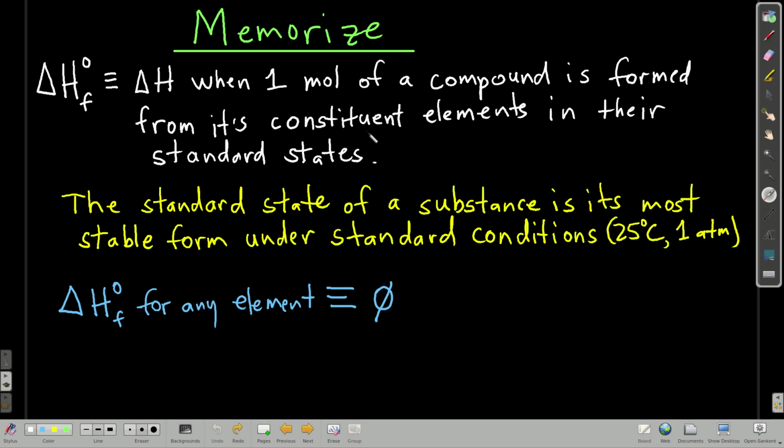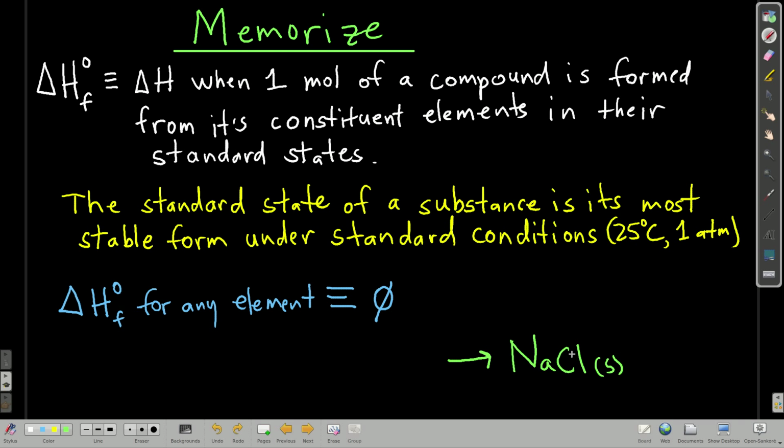So whatever the compound is, we could do, for example, sodium chloride. Let's look at that. We could write down the chemical equation for the delta H of formation of sodium chloride. Let's start at the right hand side. Sodium chloride is NaCl, right? And it's a solid under standard conditions, 25 Celsius and 1 atmosphere.